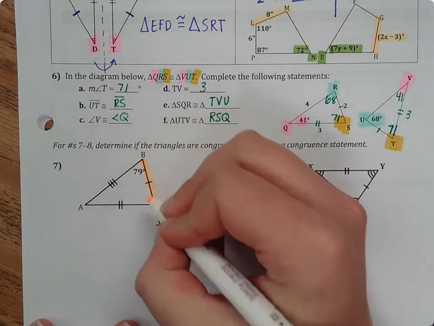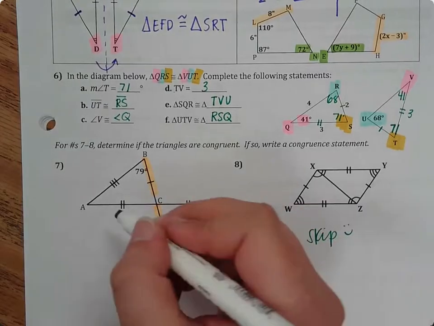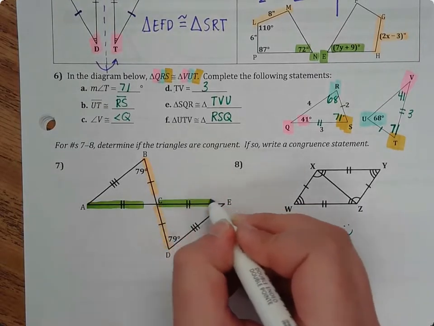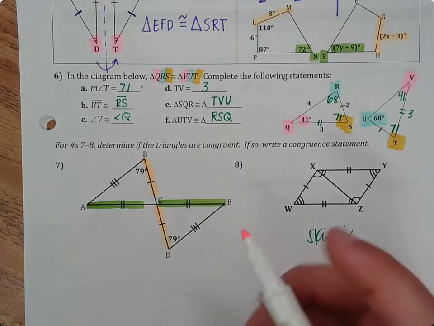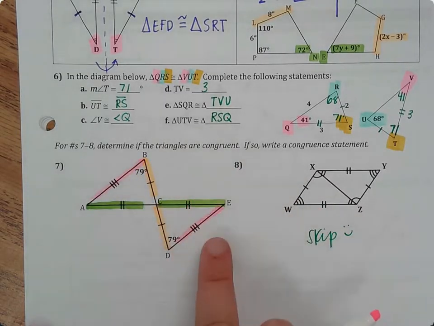So I'm going to start with my sides because they're all marked. I have one pair of congruent sides. I have 2 pairs of congruent sides. And I have 3 pairs of congruent sides. Because of each of these markings, we know all of the side lengths have a corresponding congruent part.